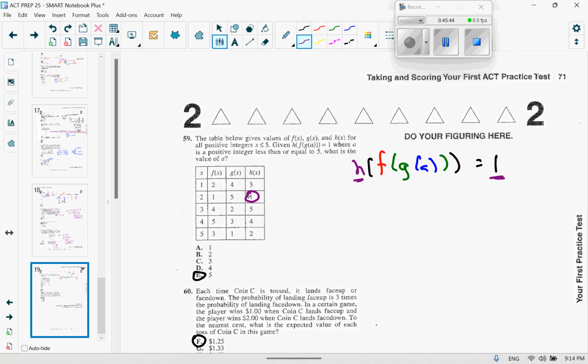Now the question becomes, I'm going to work my way in. What F value gives me 1? That would be right here, the F of 1. F of 1 is 1, which created the H of 1 is 1. Then I get to the G. Well, the G of 1 is down here. But what x value gave me that 1 for the G? That would be 5. So letter E is 5.